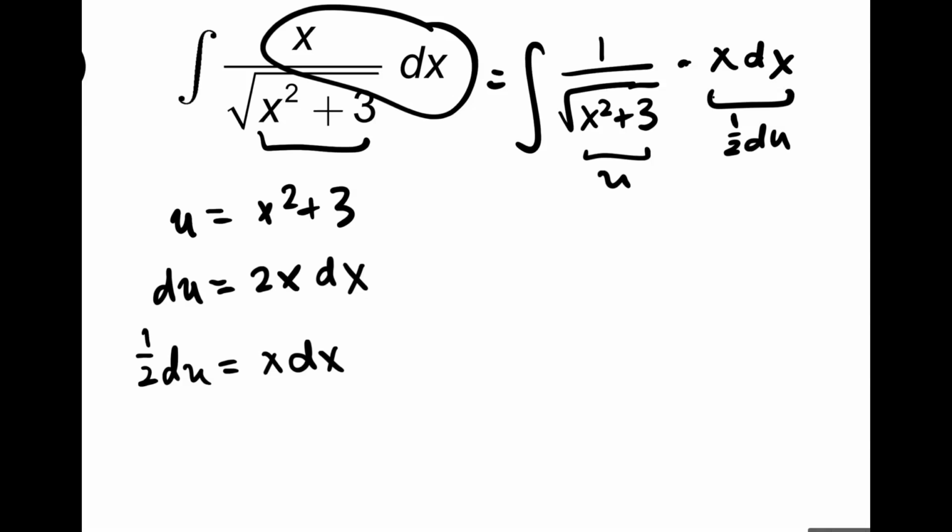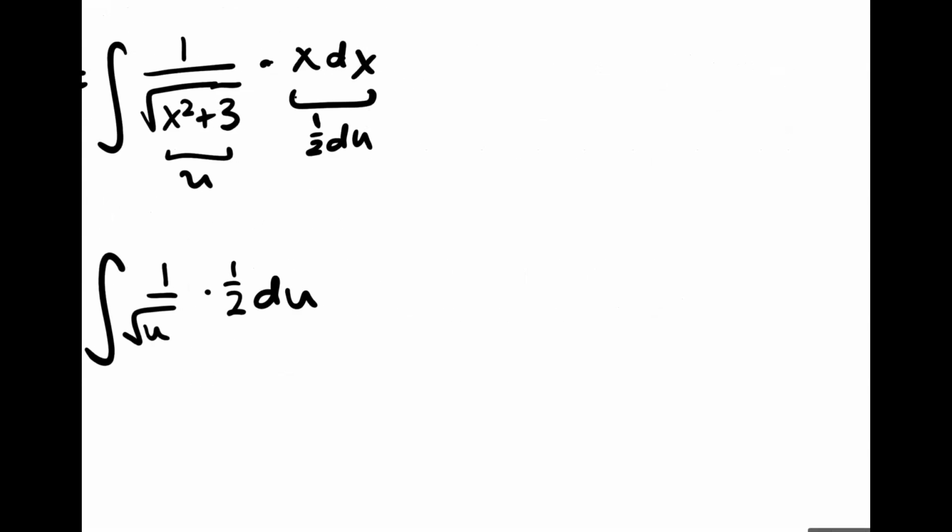This right here is my u. So it's the integral of 1 over u times 1/2 du. Perfect. Hold on, this is supposed to be a square root. Sorry about that. Square root of u. Perfect. We've done something like this before, right?